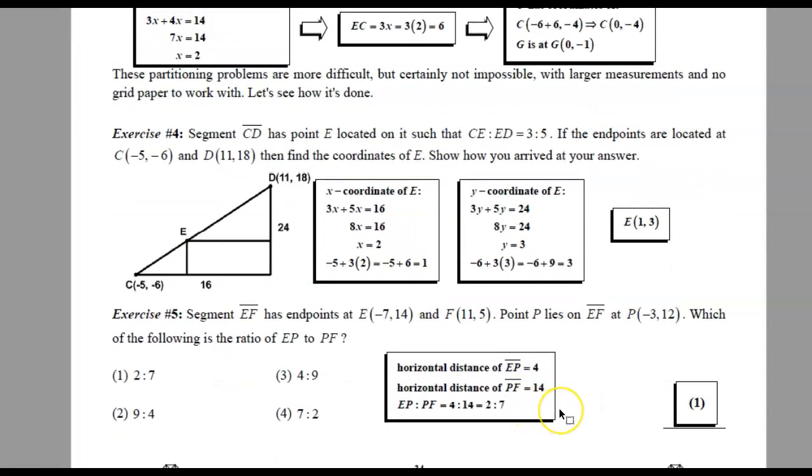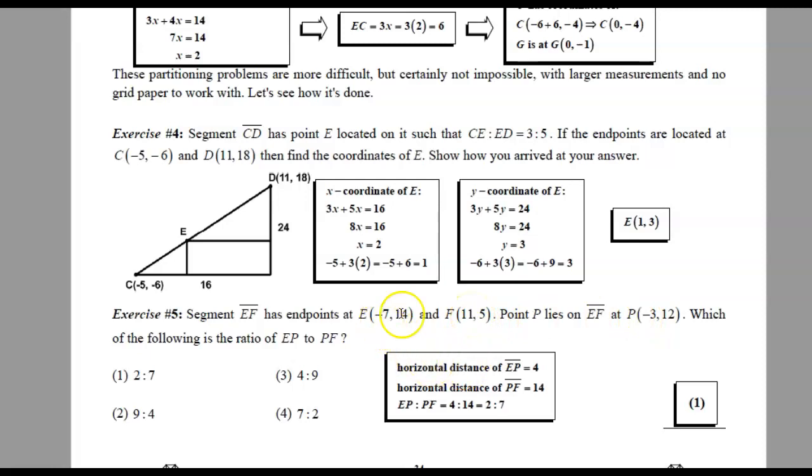All right, let's go to exercise 5 and we'll be done. Segment EF has endpoints as listed. Point P lies on that segment at -3, 12. Which of the following is the correct ratio? Okay, so to get from E to P horizontally, it's going to be from -7 to -3, which is 4 units. To get from P to F, I'm going to be going from -3 to +11, right?